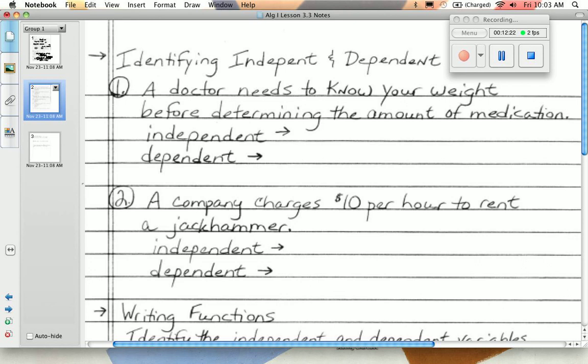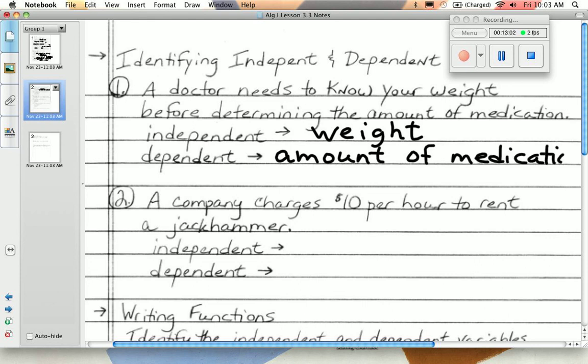So we want to decide in any situation what's the thing that's going to control the other, and that will be our independent. So a doctor needs to know your weight before determining the amount of medication. So what's the independent variable in that situation? Your weight. So weight would be represented by our x, and the dependent, once the doctor knows your weight, what's dependent upon that? Amount of medication. So the amount of medication the doctor's going to give you depends upon how much you weigh.